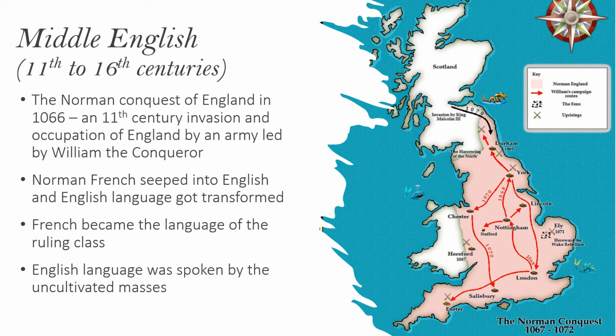So the existence of French and English, Norman French and English side by side, resulted in what we call Middle English. The result of the Norman conquest of England was Middle English. So here on the right side in the image you can see the Norman England.